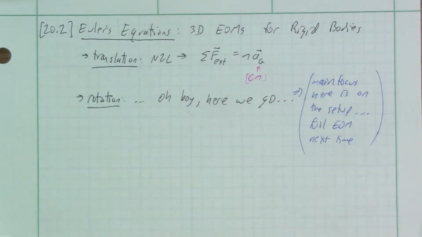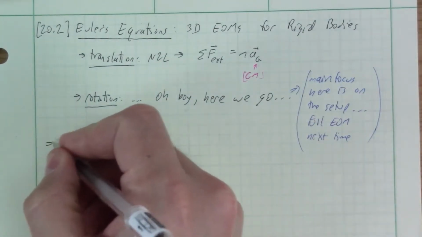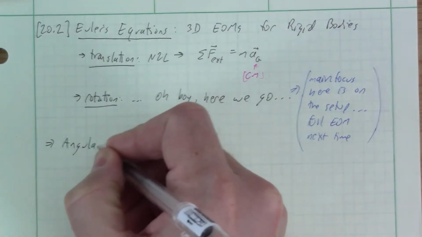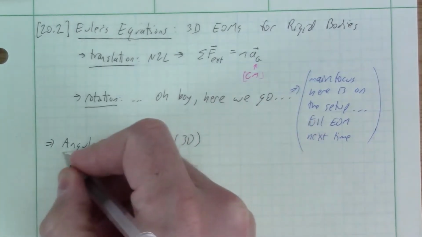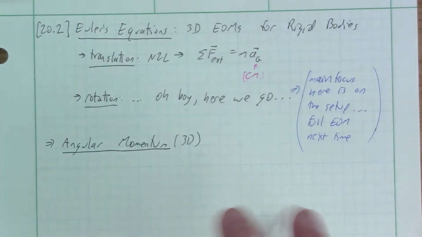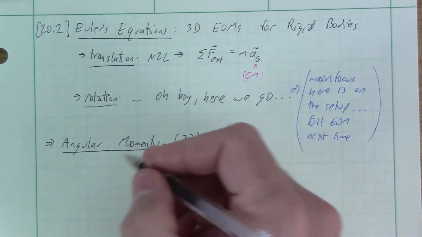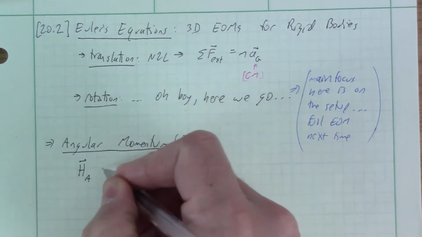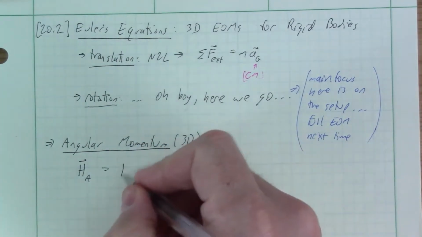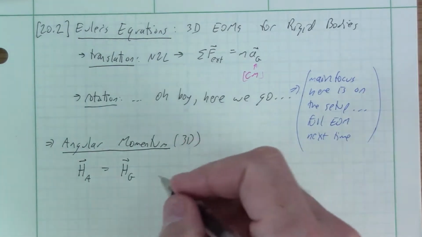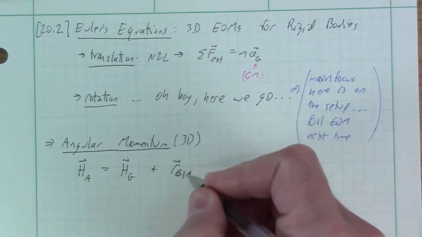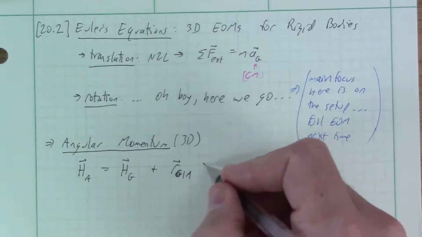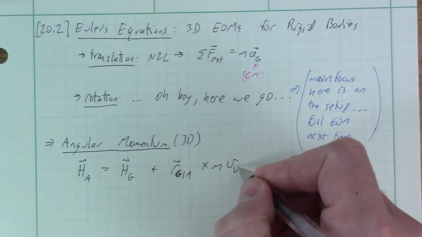So in order to talk about rotation, we need to talk about angular momentum, which we've already done. So we'll be reviewing things a bit here. When we introduced angular momentum, we had a version that was fully general for 3 dimensions, and it looked something like this. The angular momentum about some point A is the angular momentum about the center of mass, plus a term for the relative motion, the relative angular momentum, essentially. Okay. And that looks like this.